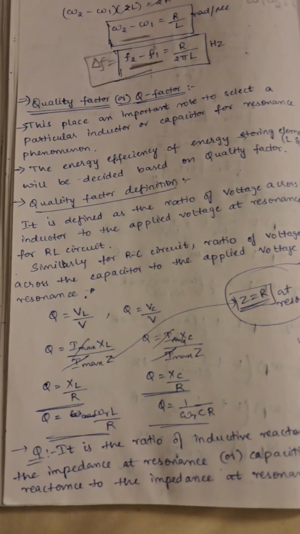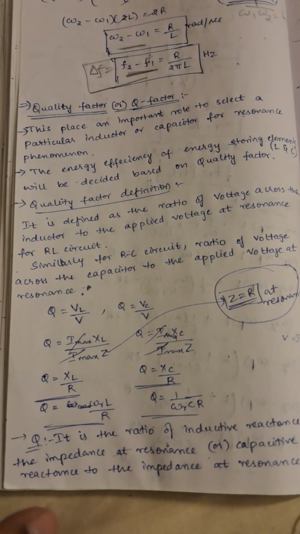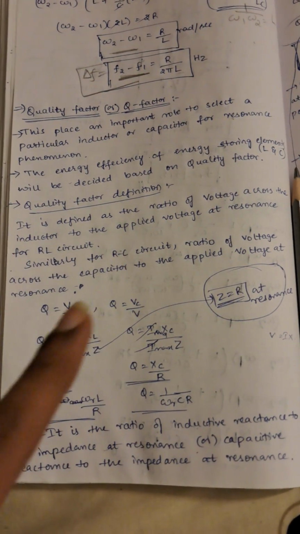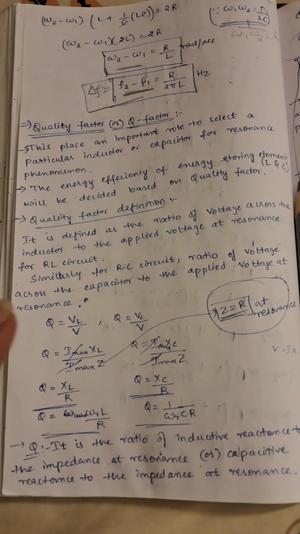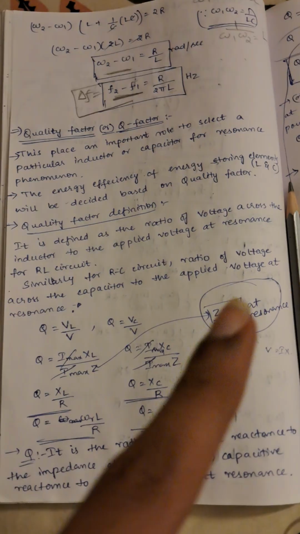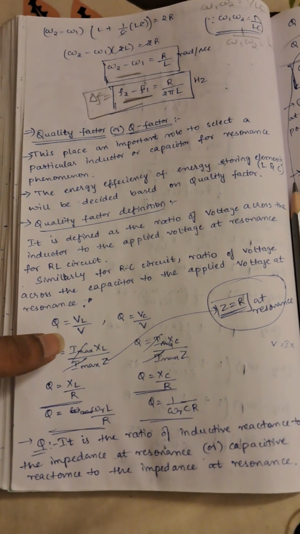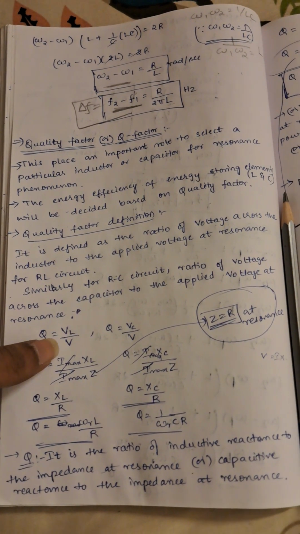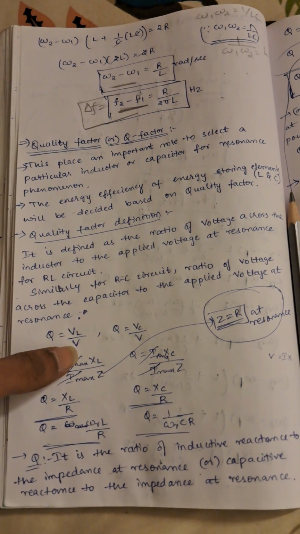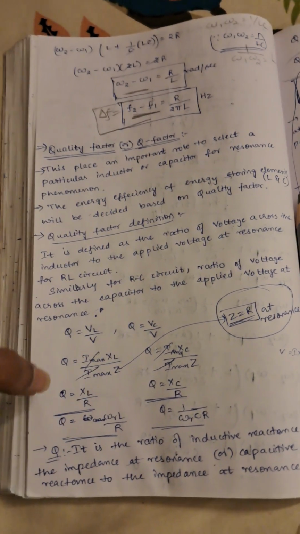You can define quality factor as the ratio of the voltage across the inductor to the applied voltage at resonance. If it is an RC circuit, then it is the ratio of the voltage across the capacitor to the voltage applied at resonance. At resonance, the applied voltage is across the resistor. So VL by V for the inductor, and VC by V for the capacitor.